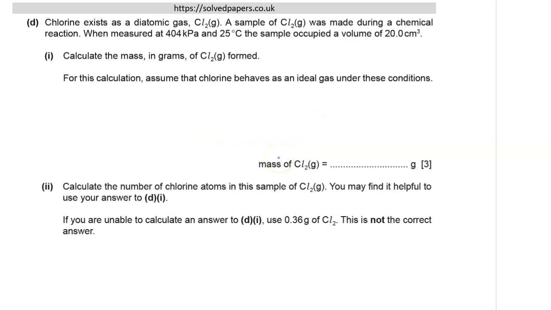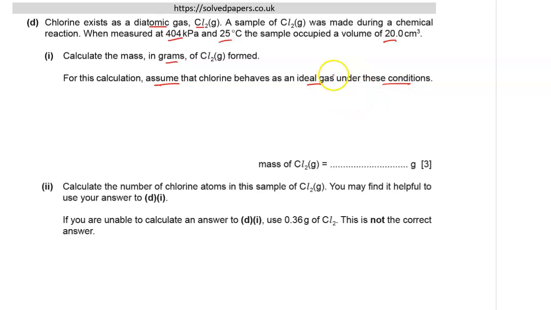Part D. Chlorine exists as a diatomic gas molecule. A sample of chlorine gas was made during a chemical reaction. When measured at 404 kilopascals and 25 degrees Celsius, the sample occupied a volume of 20 centimeters cubed. Calculate the mass in grams of chlorine gas formed. For this calculation, assume that chlorine behaves as an ideal gas under these conditions.